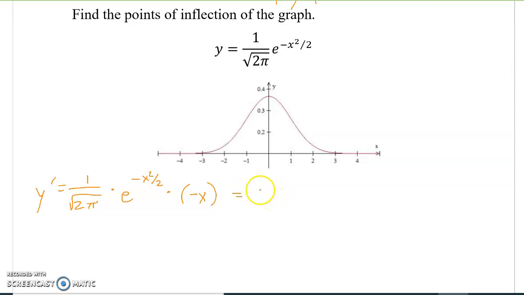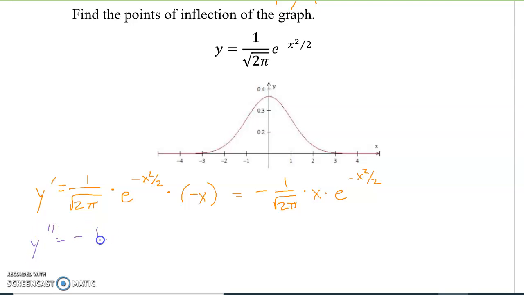Or, to put it a little nicer, I'll put the negative out front. I'll keep that constant separate because that's not really going to do much in this problem, I don't think. And then we'll have times x times that same exponential expression that we started with. Okay, that's our first derivative, so we can use that to determine when the function is increasing and decreasing, although I think we have a pretty good sense that it's increasing from negative infinity to 0 and decreasing from 0 to infinity. So let's go ahead and move on to y double prime, the second derivative.